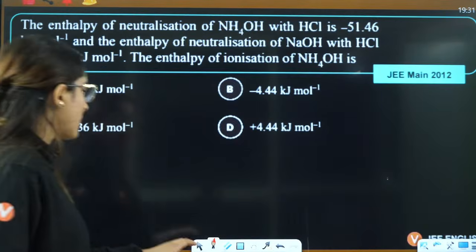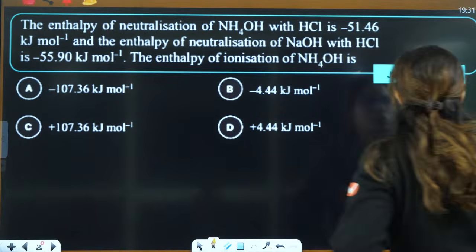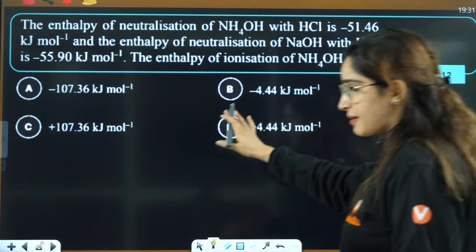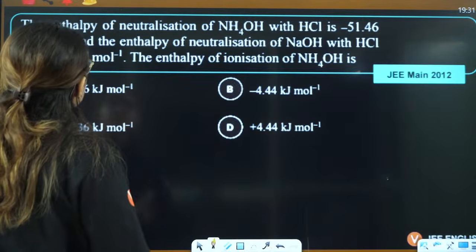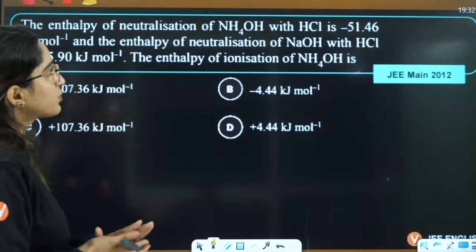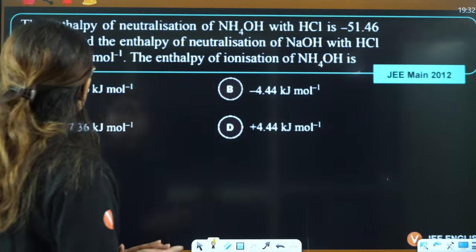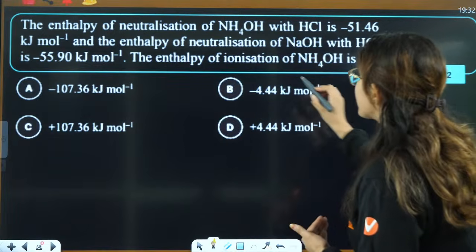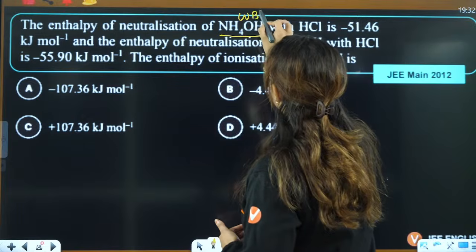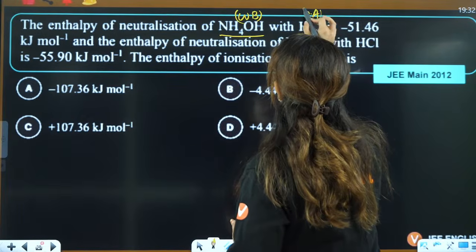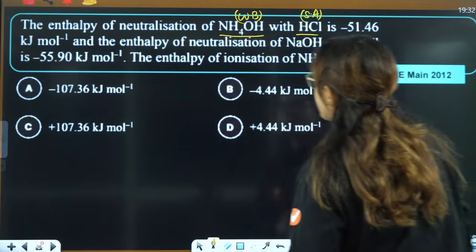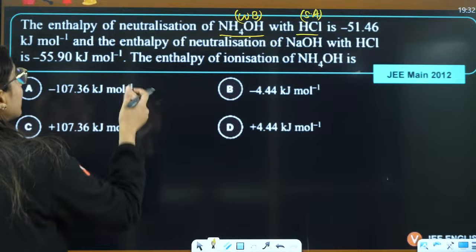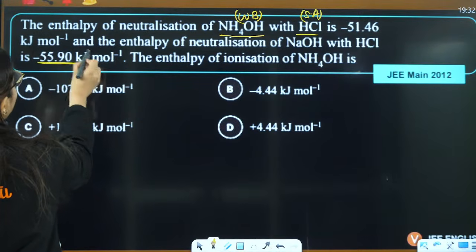How delta H neutralization of strong acid is related to delta H ionization and delta H of weak acid. Now here's a question of JEE 2012 that they have asked based on this very same concept. The enthalpy of neutralization of NH4OH with HCl is this much. Neutralization of NH4OH, that means a weak base with strong acid, is this much. And the enthalpy of neutralization of strong acid, here they have written 55.9.